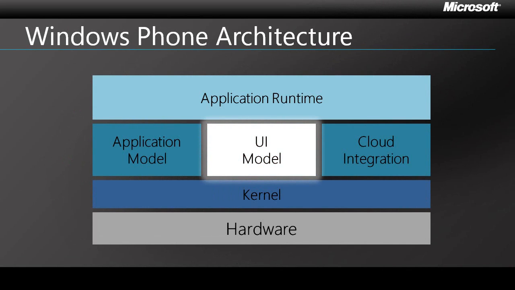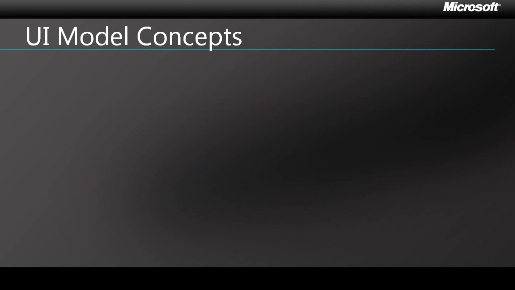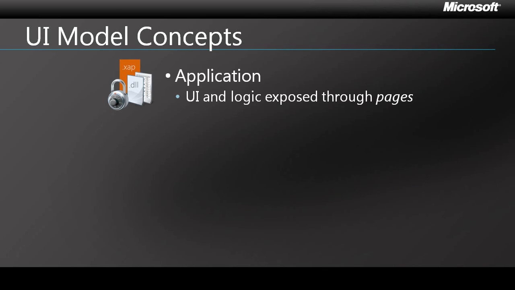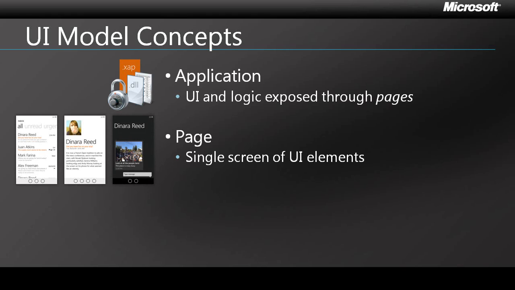Now, the UI model is obviously the most visible aspect of the new Windows Phone platform, and to understand it better, we need some new definitions for some familiar terms. Earlier, I described what an application is in terms of the packaging model. In terms of the UI model, an application is user interface components plus logic exposed through one or more pages. A page is a single screen made up of UI elements.